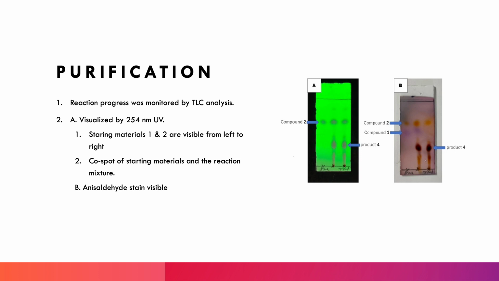For purification, the reaction progress was monitored by TLC analysis, and as we can see, it is visualized by 254 nm UV light. The starting materials 1 and 2 are visible from left to right, then the co-spot of starting materials and the reaction mixture. In slide B, we have the anisaldehyde stain visible.